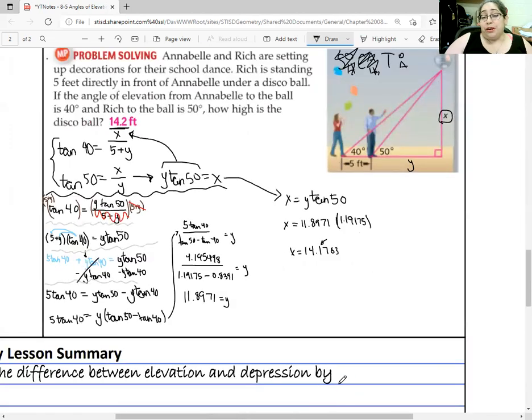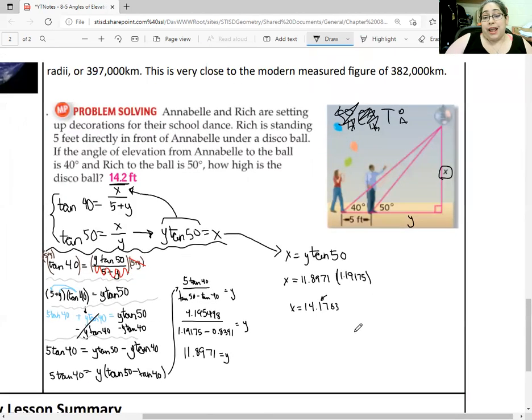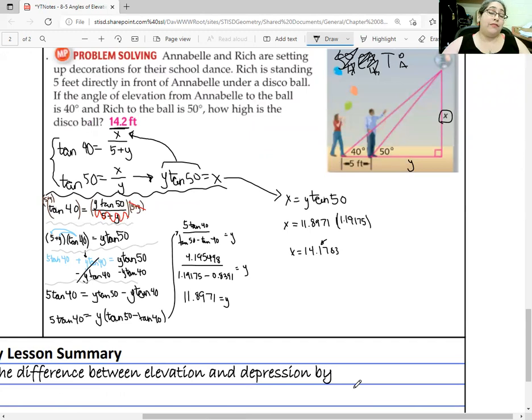So remember, when working with angles of elevation and angles of depression, you have to remember the difference between those. Elevation is looking up, depression is looking down, and you can use trigonometry to help you calculate any of the missing distances that you're interested in.